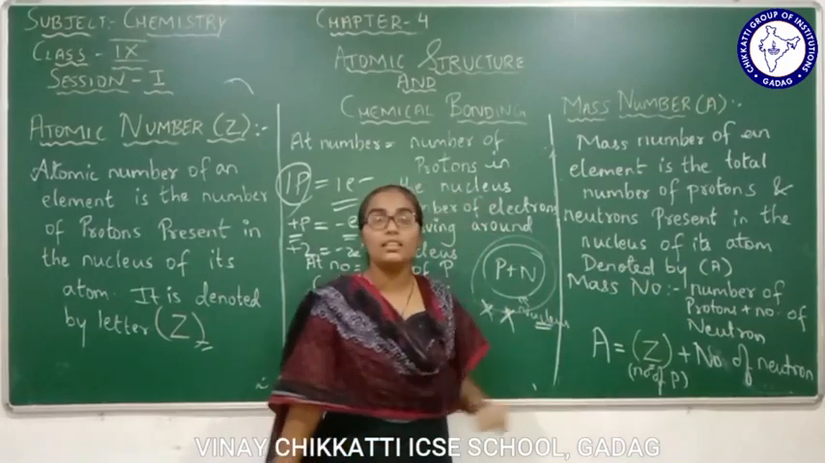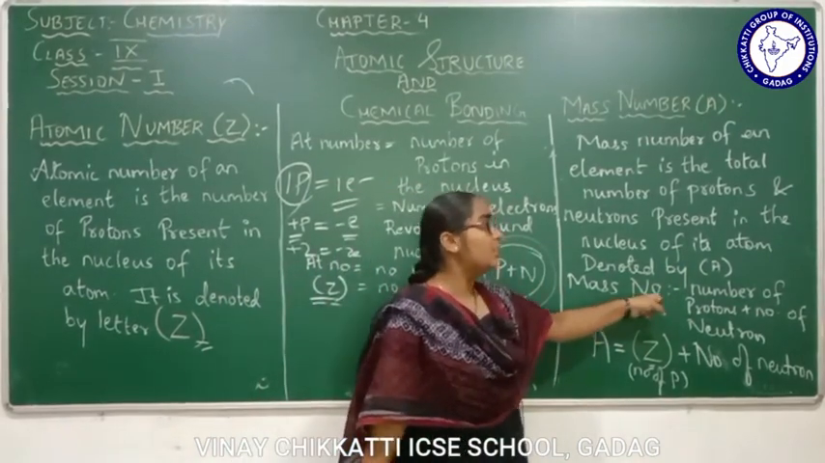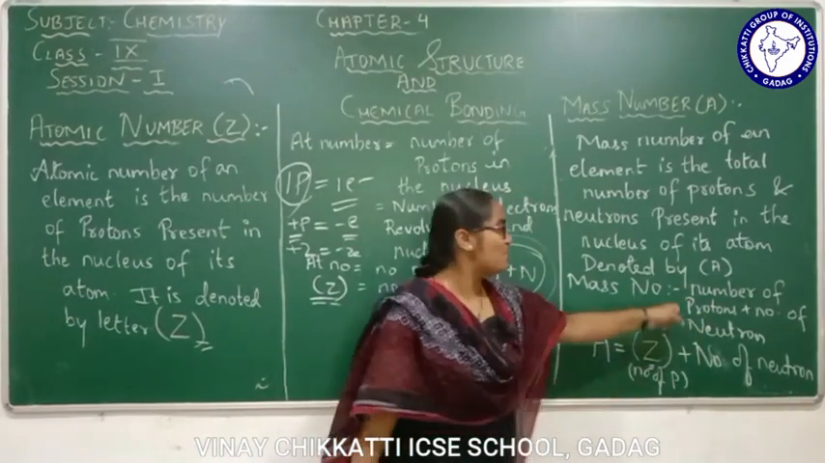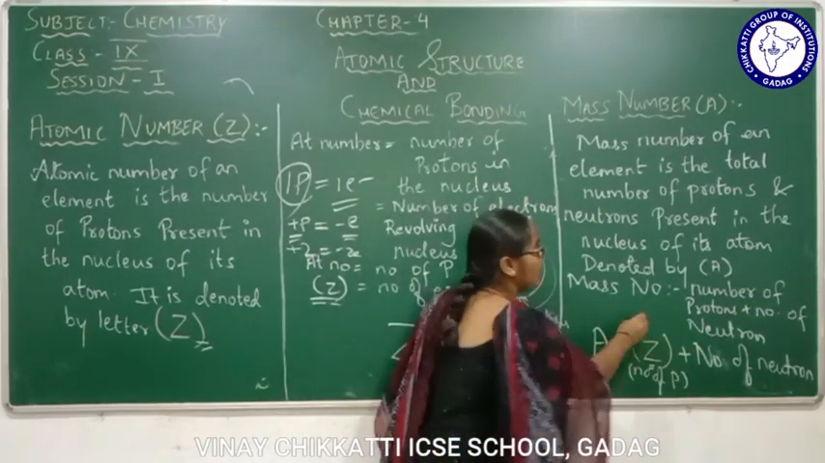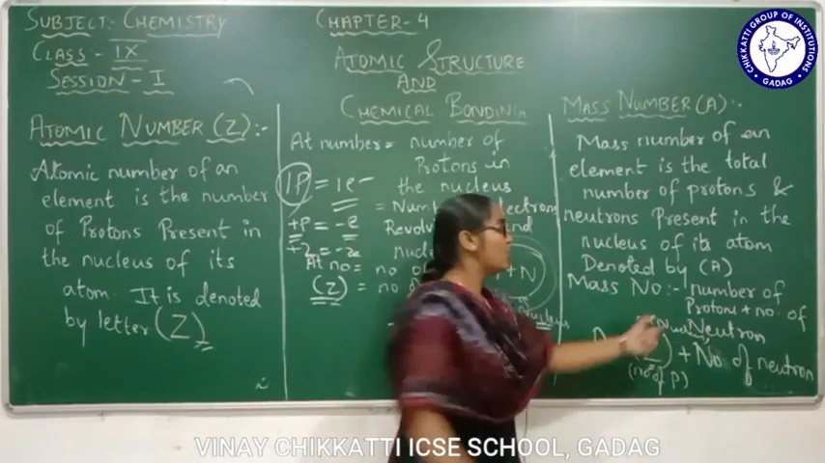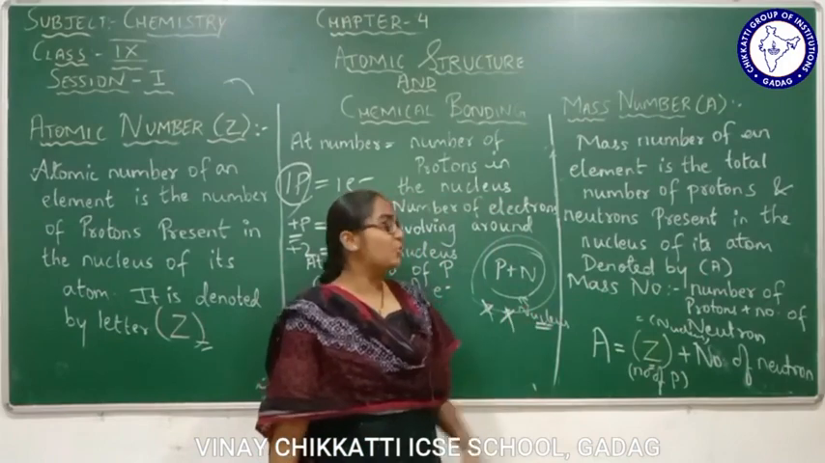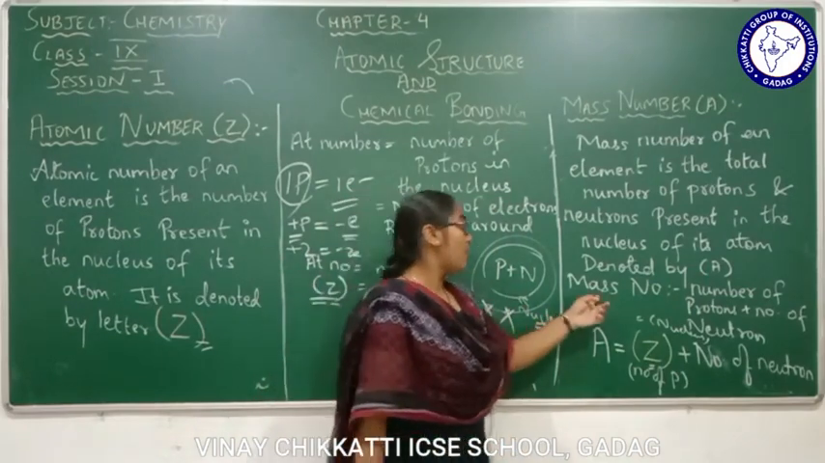Now how to write it in formula form? So mass number is nothing but the number of protons plus the number of neutrons, or it is nothing but the nucleus mass. We know that the nucleus mass is nothing but the number of protons and the number of neutrons within it, or it can also be written as atomic mass number.